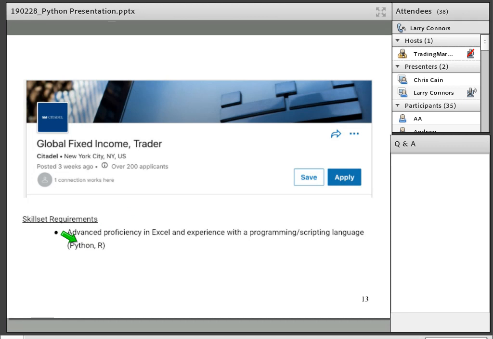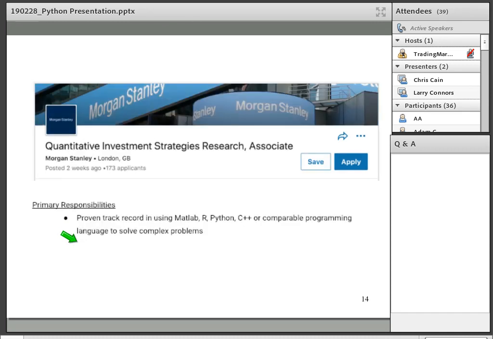My guess is that if they had the choice, they would prefer that the individual who gets this job is doing it in Python. R has its limitations versus Python. Python is more robust. Okay, so they're looking also. In order to become a fixed income trader on the global fixed income desk, you need to have proficiency both in Excel and also in Python.